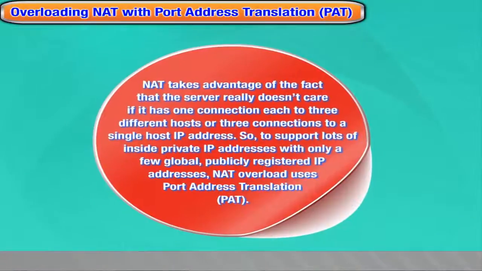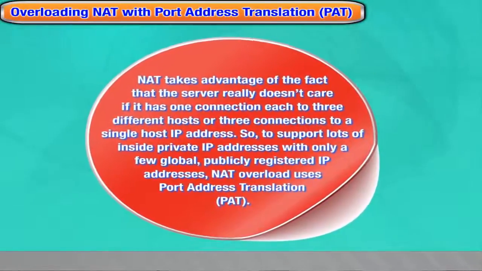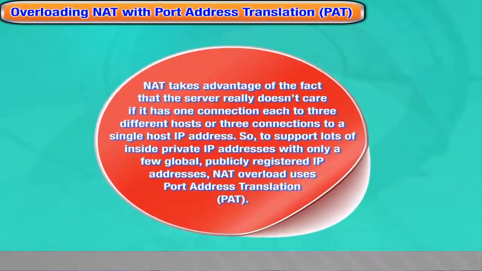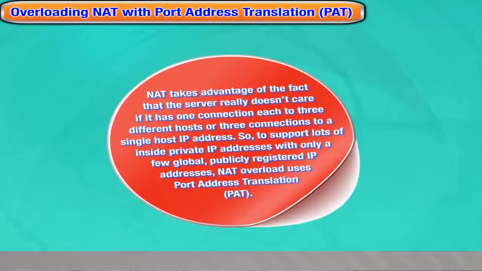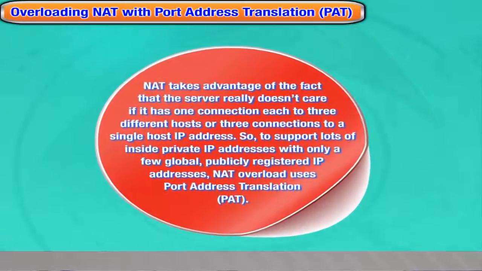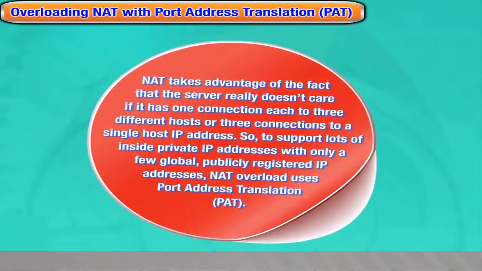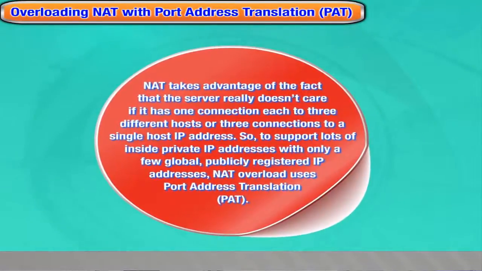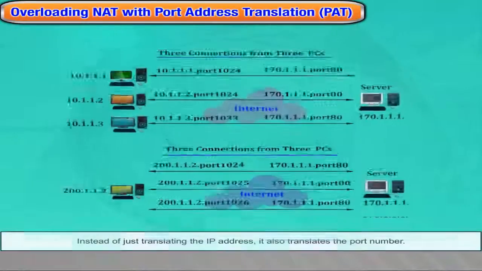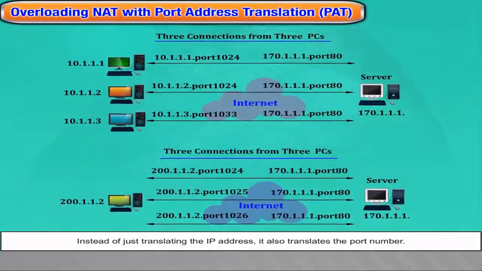NAT takes advantage of the fact that the server really doesn't care if it has one connection each to 3 different hosts or 3 connections to a single host IP address. So, to support lots of inside private IP addresses with only a few global, publicly registered IP addresses, NAT overload uses port address translation (PAT). Instead of just translating the IP address, it also translates the port number.